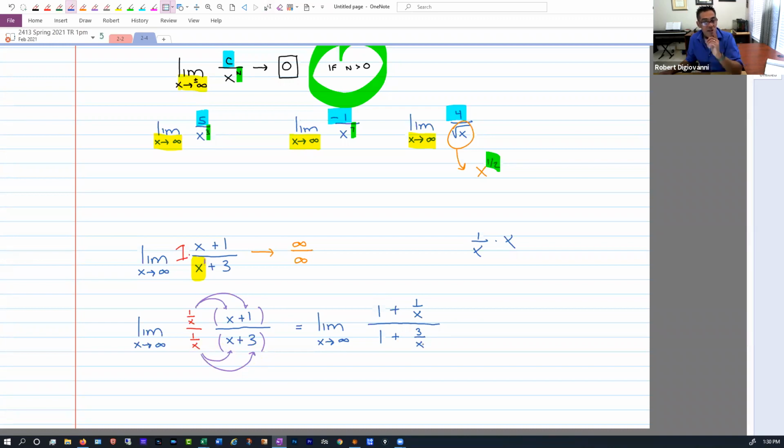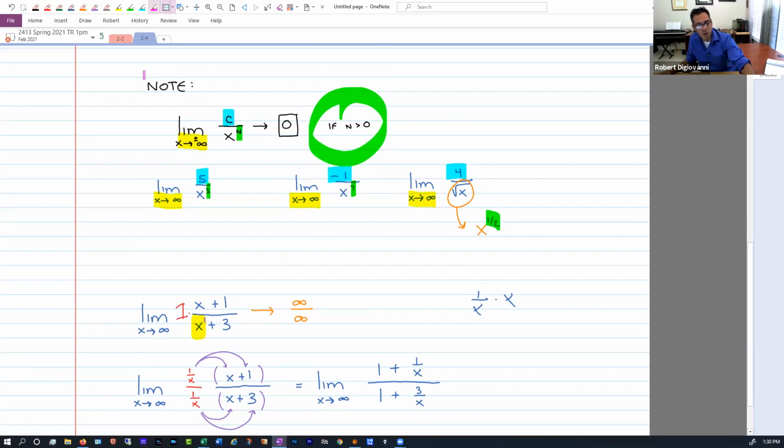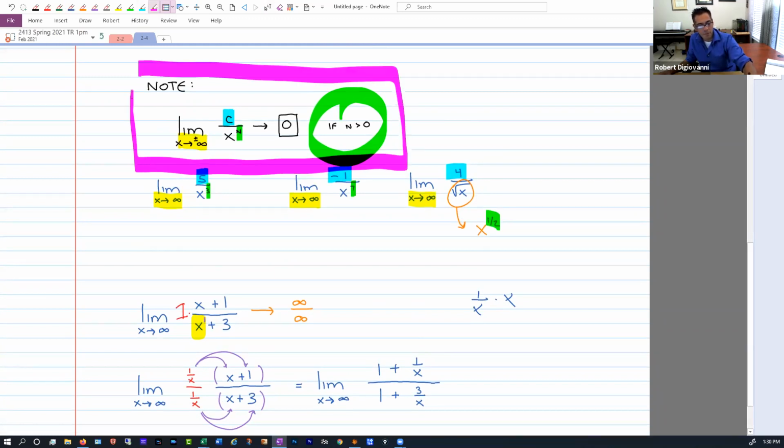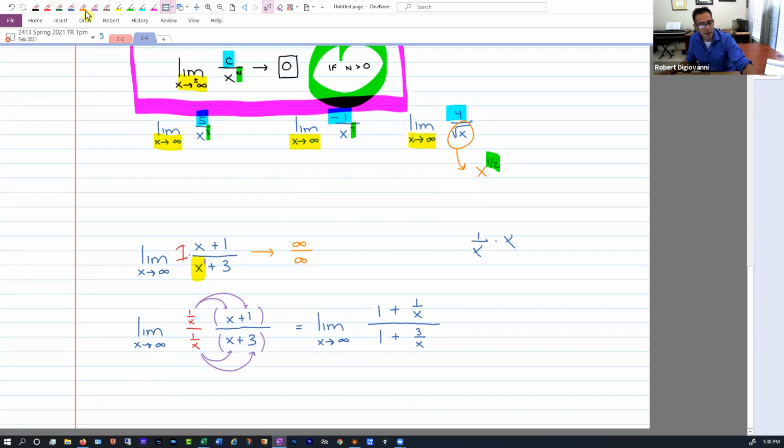Now the reason I did this is because I'm going to use this property. Anytime you have a constant over x to a power and you take this limit as x goes to infinity or negative infinity, this will go to 0. Do y'all see that we have somehow created 2 of those right here, a constant over x to a power?